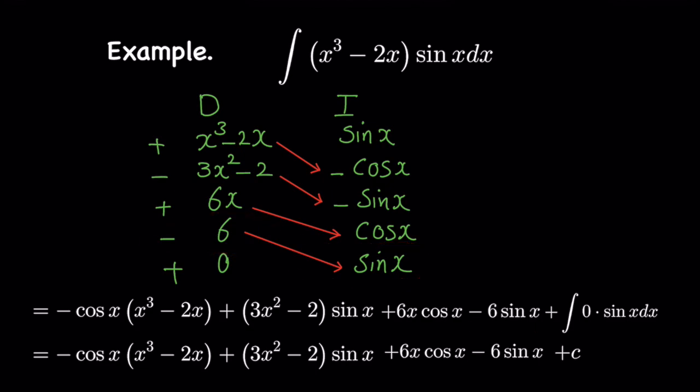And the last two, you need to multiply these two functions that lie on the same row, and that needs to be integrated. So then that's going to be the integral of 0 times sine. This becomes 0, and the integral of 0 is 0. So that's the constant of integration.